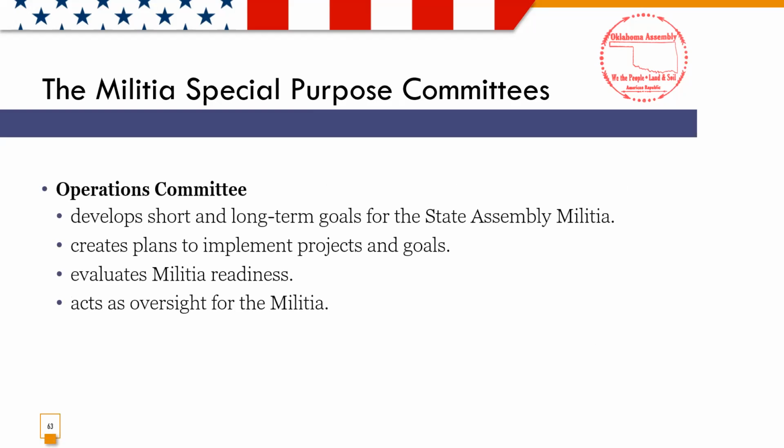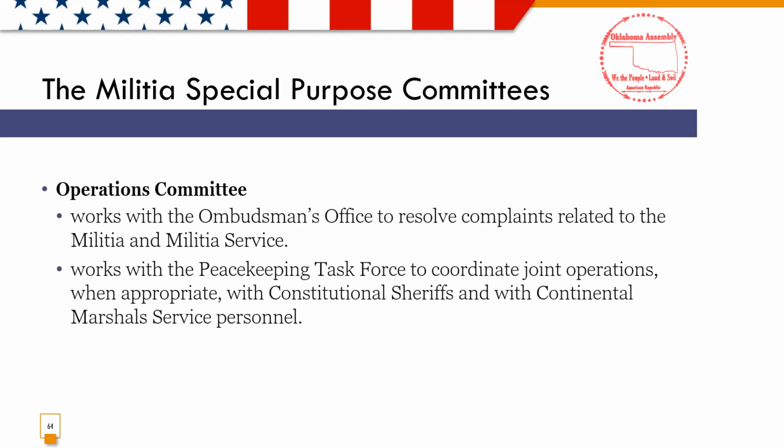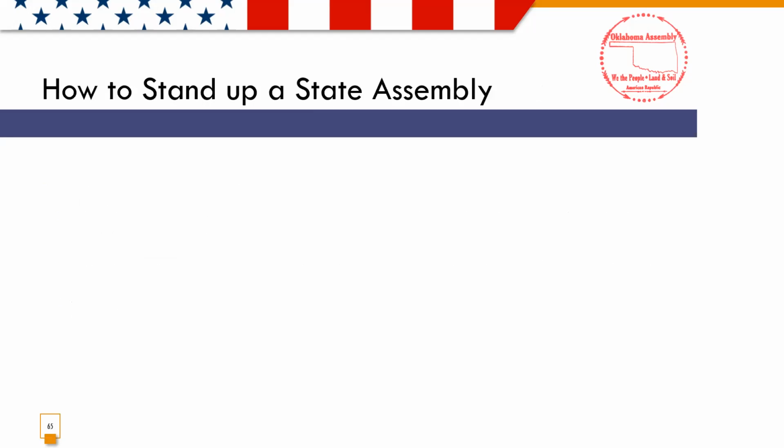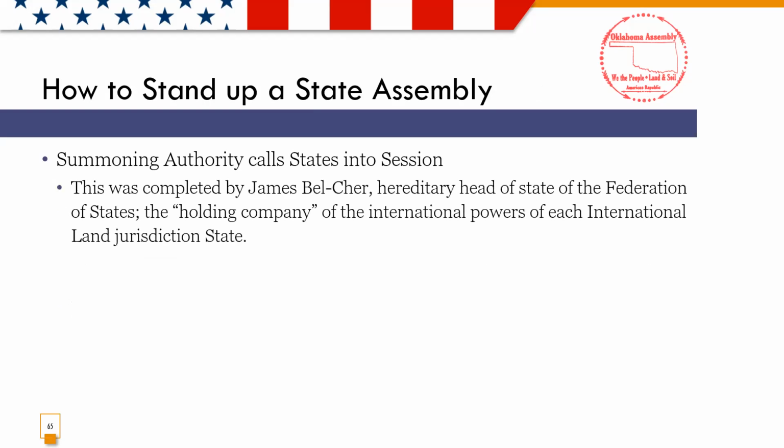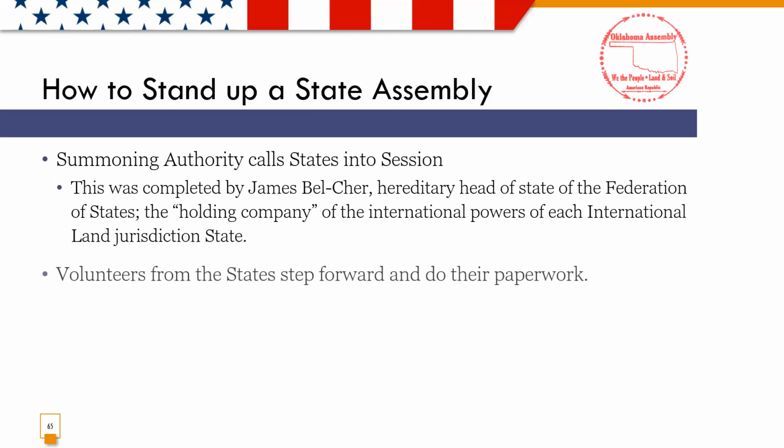You've got the operations committee. It develops short and long-term goals for the state assembly, evaluates the militia's readiness, creates plans, and acts as oversight for the militia. Okay, how to stand up a state assembly. The summoning authority calls states into session. If you're wondering how this happened, we're going to get into this. This was completed by James Belcher, hereditary head of state of the Federation of States. This is the holding company of the international powers of each international land jurisdiction state.